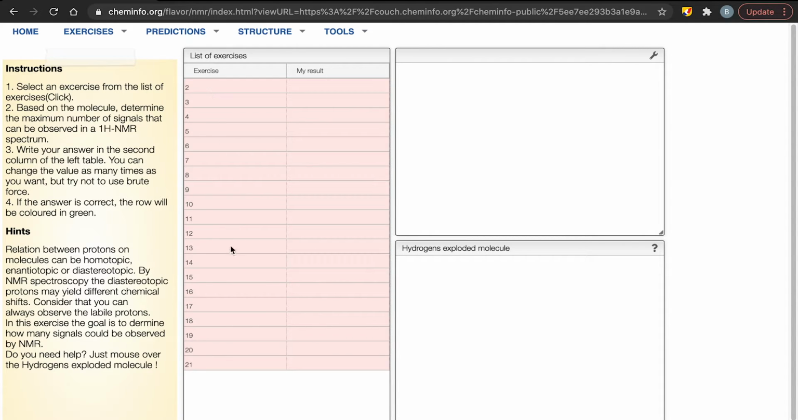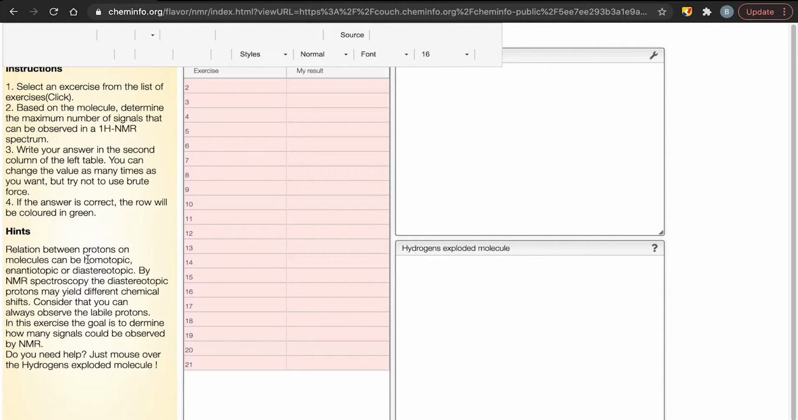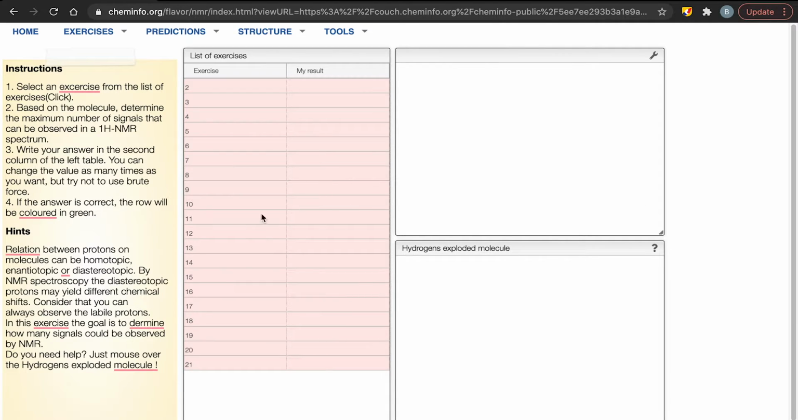Here we have a list of exercises. You can see there's no structure here, and here are some instructions you can read on your own time. The only thing I would say is maybe disregard these terms: homotopic, enantiotopic, diastereotopic. They're not very germane for our purposes. They're not really relevant, so you can disregard those.